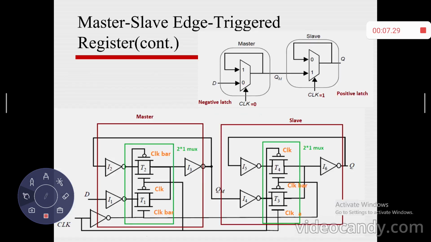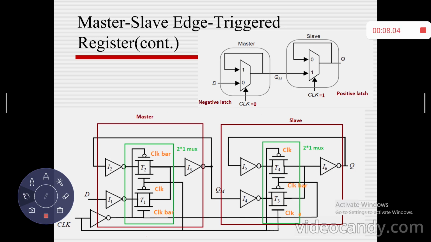So this is the transmission gate equivalent model for designing the master-slave register using 2x1 multiplexers with transmission gate logic. Figure 1 is a simple block diagram, and figure 2 is a detailed block diagram using transmission gate logic. It actually consists of 2x1 multiplexers, which is why I put a 2x1 multiplexer. How the circuit works, as I said: the master will follow the negative latch, and the slave will follow the positive latch.